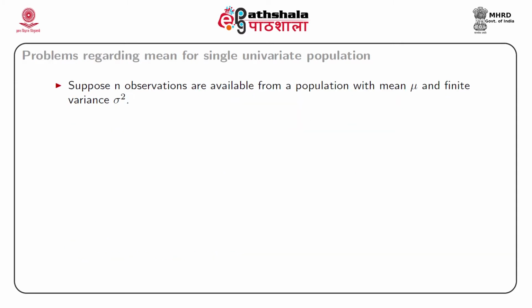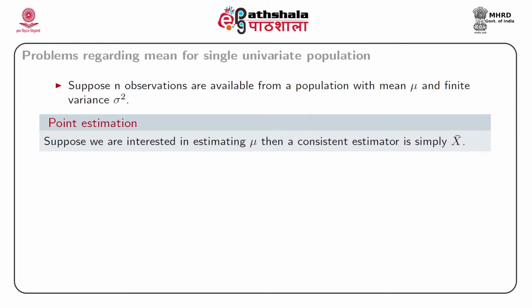Let us start with problems regarding the mean for a single univariate population. Suppose n observations are available from a population with mean mu and finite variance sigma square. First we are interested in point estimation, that is, we are interested in estimating mu. Then it is known that a consistent estimator is simply x bar, provided the expected value of x bar is finite.